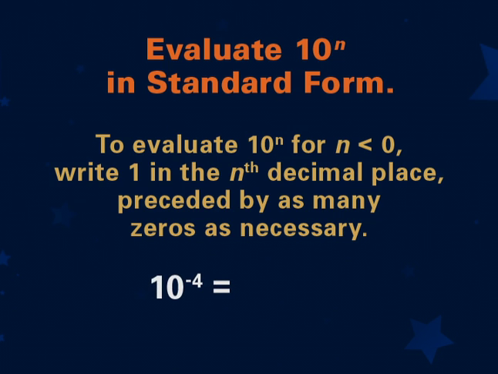Let's evaluate 10 to the -4th power. I'll show you. Write 0 in the ones place followed by a decimal. Put 1 in the 4th decimal place after the decimal. Use 3 zeros to fill the spaces between the decimal point and the 1. 10 to the -4th power is 1/10,000th. Oh, 1 is in the 4th decimal place and 3 zeros go before the 1. 4 places in all.